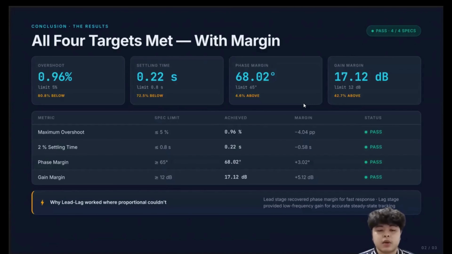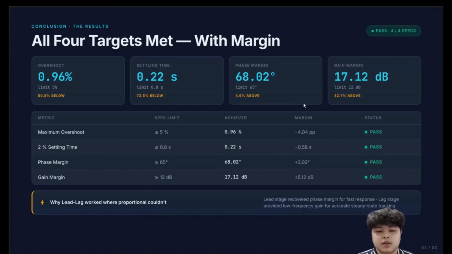Our lead lag compensator met all four performance targets with considerable margin. The standout result is settling time. We achieved 0.22 seconds against 0.8 seconds, roughly a 72% margin. Overshoot is essentially eliminated at 0.96% versus the 5% limit. In the frequency domain, we have a phase margin of 68 degrees against a 65-degree requirement, and a gain margin of 17.12 decibels against 12, both confirming robust stability.